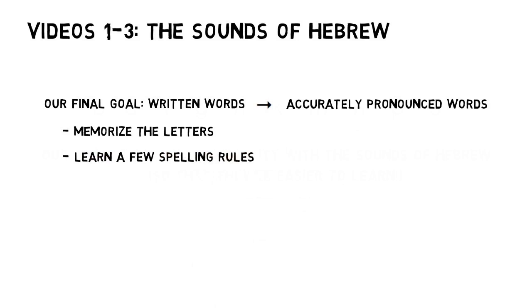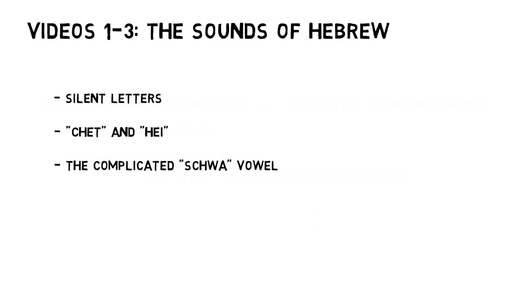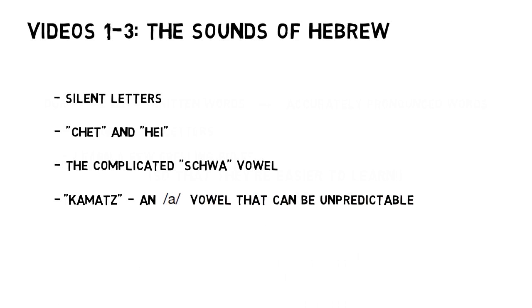The purpose of this video is to fill in some of the less intuitive aspects of the spelling system, so that once you finish memorizing which letter is which, you'll be able to accurately read all words rather than just most words. We'll divide this video up into a few parts. We'll begin by discussing a few consonants that are silent in Hebrew. Then we'll talk about chet and hey and how they act at the ends of words. Then we'll cover Hebrew's complex and occasionally silent vowel, the schwa. And then we'll cover a couple of ah vowels that don't always behave the way you might expect.